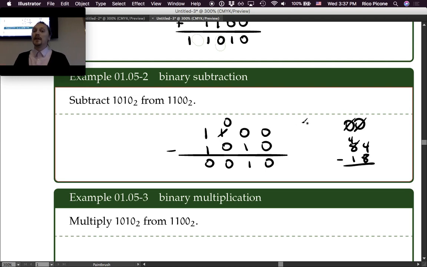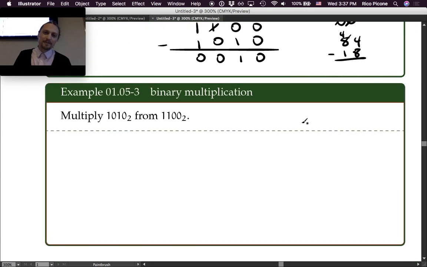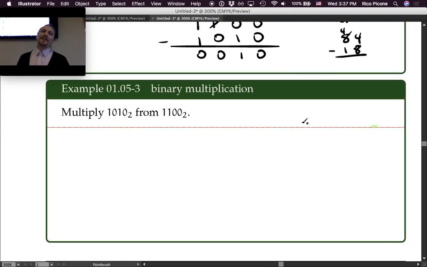If you borrow from 0, it actually turns into a 1, which is kind of weird. But remember we borrowed from 0 in base 10, you got 9, right? There are only 2 options in binary, though. So, yeah. Okay. Binary multiplication.